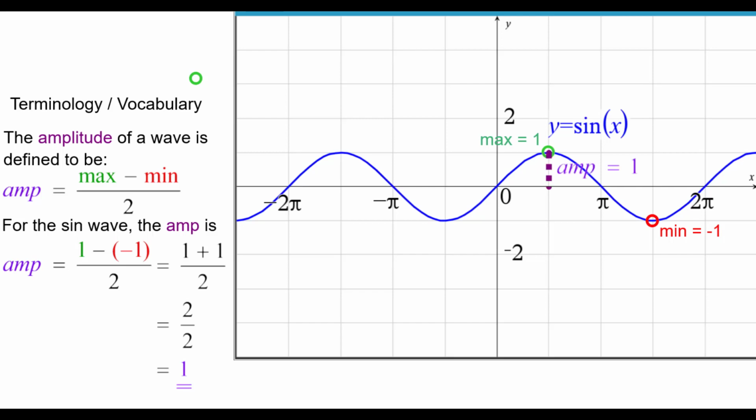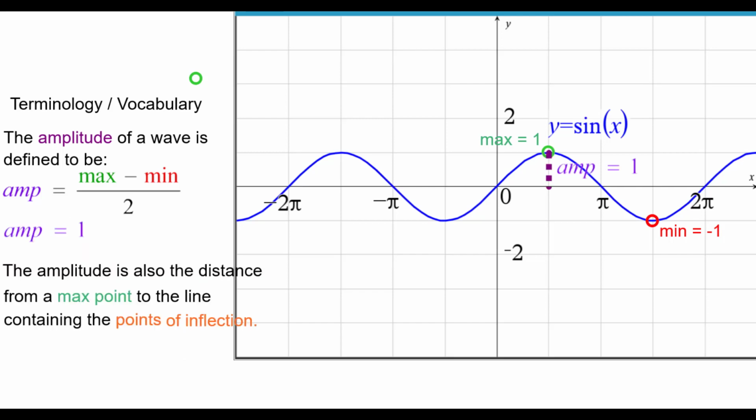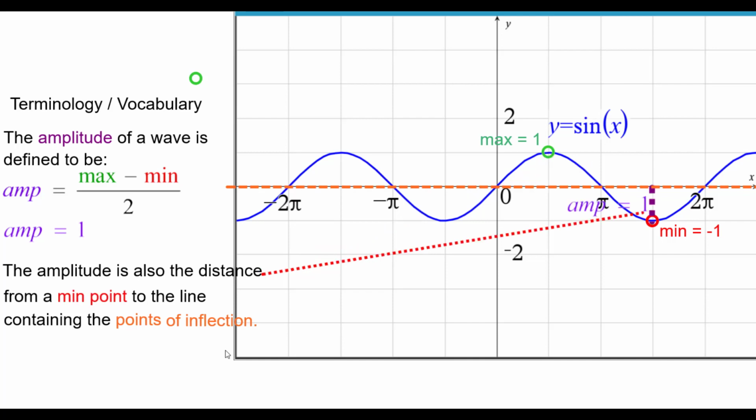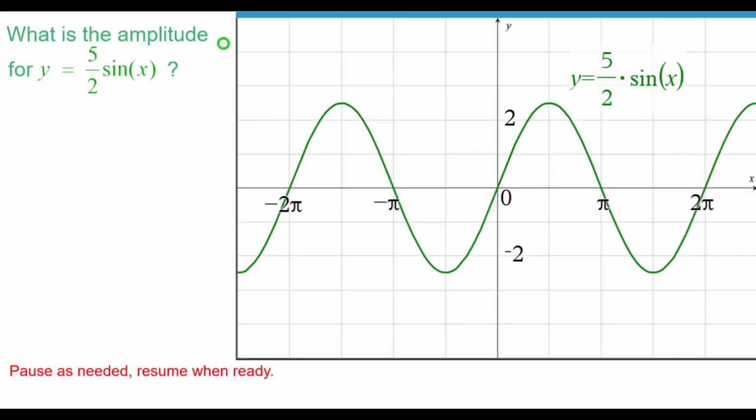Showing that on the graph, here's another way of looking at the amplitude. It's the distance from a max point to the line containing the points of inflection. It's also the distance from a minimum point to the line containing the points of inflection. Pause as needed. What is the amplitude for y equals 5 halves sine x? Pause to do this, resume when you're ready.